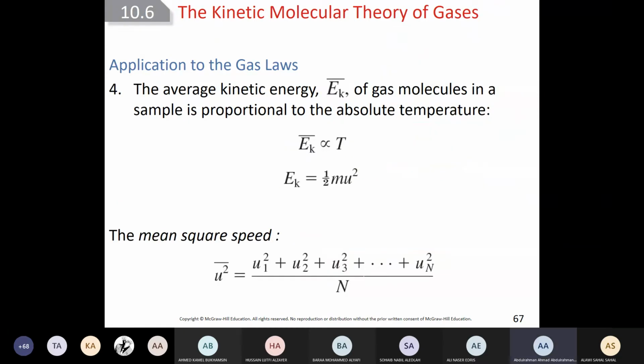Next, I want you to memorize this equation very, very well. Energy is proportional to T. This energy, I will write it now, is equal to 3 over 2 R times T. So the constant is 3R over 2.